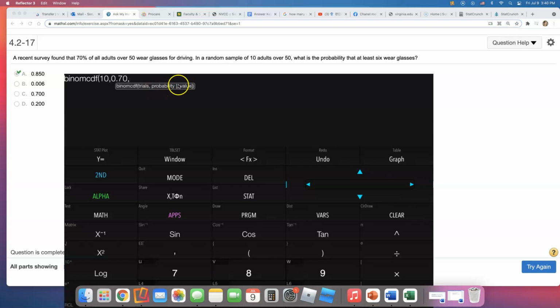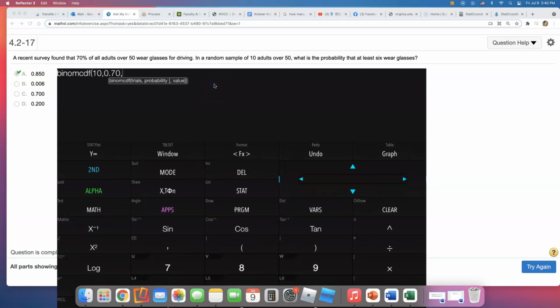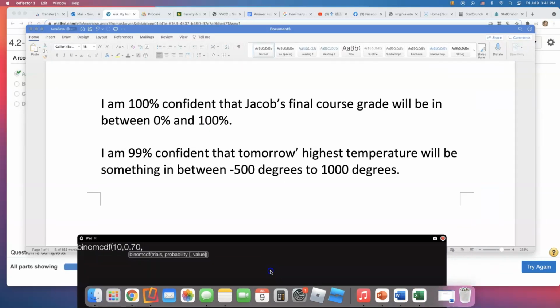And the next one, it says the value. I'm not sure how to type this in, but let me try. It's at least 6, right? I think what it will do is find the cumulative, because CDF stands for cumulative, right? So if I do, oh, this is going to be a little bit more difficult than it should be. All right, hold on. I'll open up something real quick.